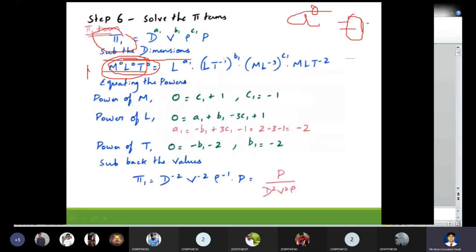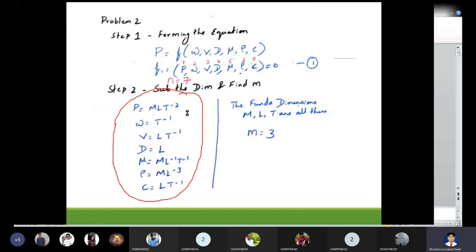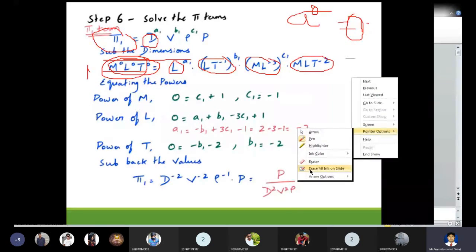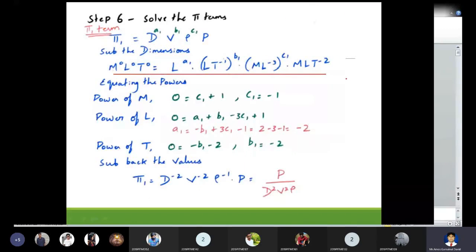Clear? Now for d, what is the dimension? We have already written all the dimensions here. If you have written all these things correctly, or if you have it in memory, you can always write it directly over here. So L power a1, then for v it is LT power minus 1, for rho it is ML power minus 3, and for p, force, it is MLT power minus 2. So I have substituted all the dimensions. Now I'm going to equate the powers.